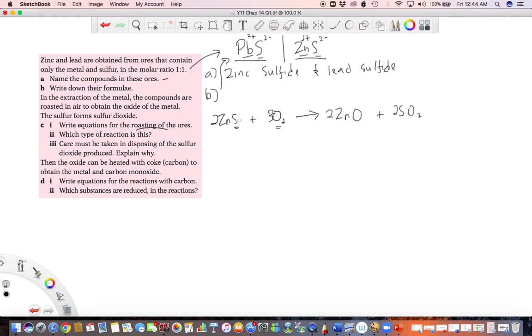Because you can see zinc sulfide becomes reduced by the oxygen. So what type of reaction is this? This is called reduction. Okay.